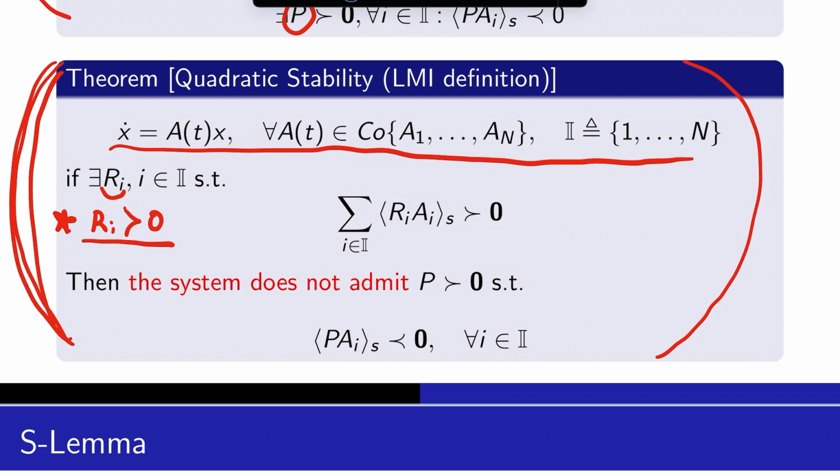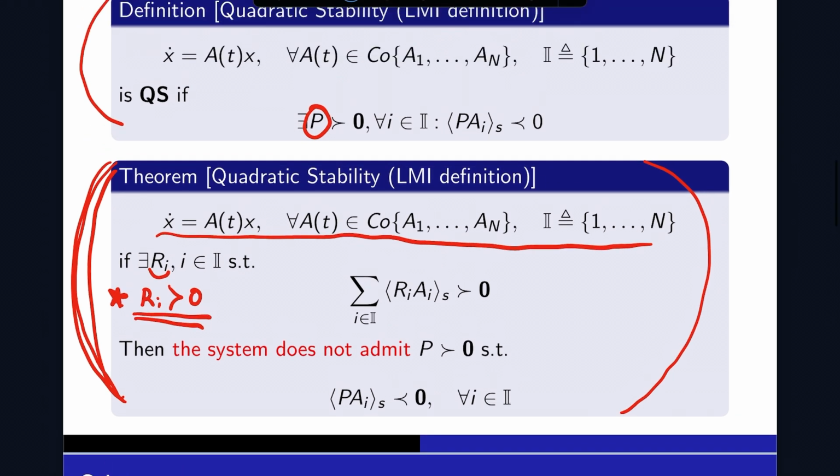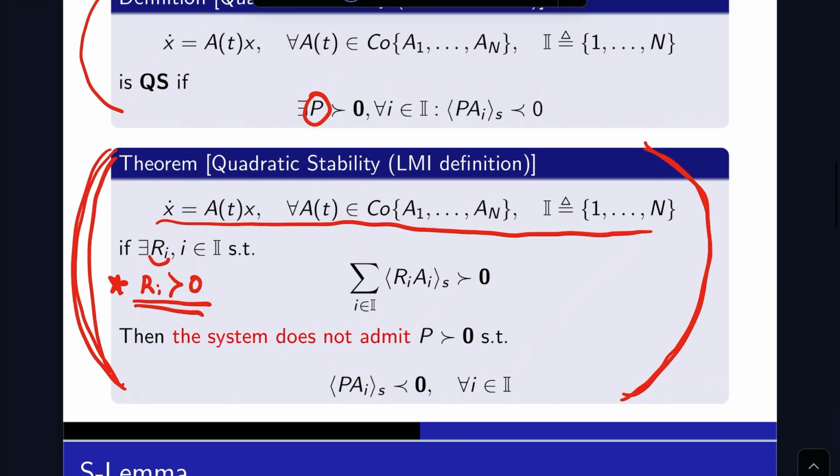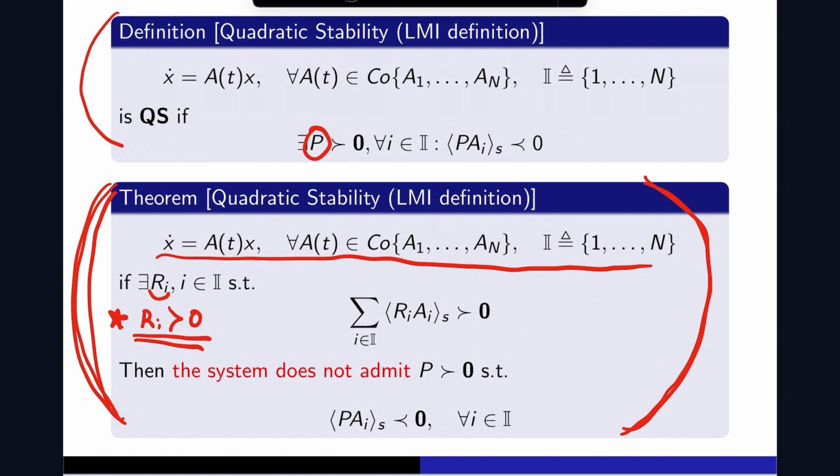So if such R_i, a set of R_i terms, are such that this condition is satisfied, and then you make the claim the system doesn't admit such a P, right? So basically, you directly say, you know what, the system is not quadratically stable, and this is nice to have. That type of theorem is useful because if it is not quadratically stable, you would like to know that before trying to figure out some type of P. Yeah. Okay.